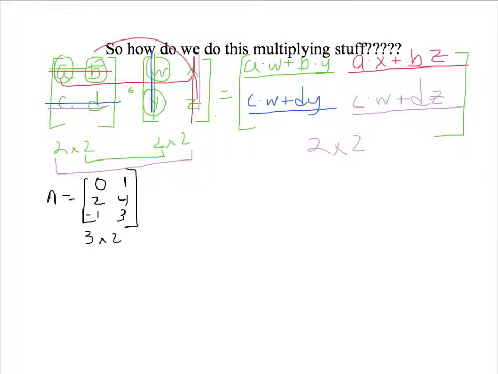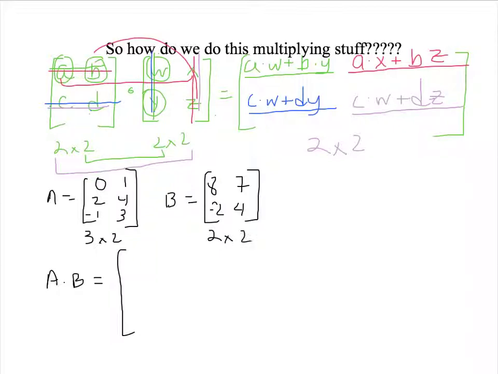And matrix B, I'm just going to have a 2 by 2. So I'll make this 8, 7, excuse me, -2, -2, that's a 2, 4. So if I multiply matrix A times matrix B, this is a 2 by 2. First of all, my answer matrix will be a 3 by 2. And I can multiply these together because my interior numbers are equal.